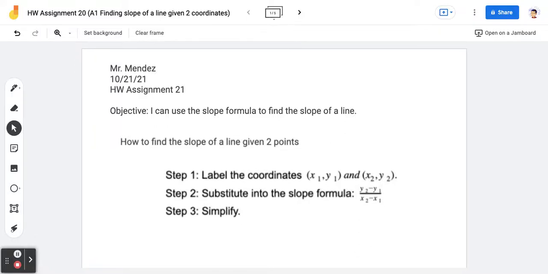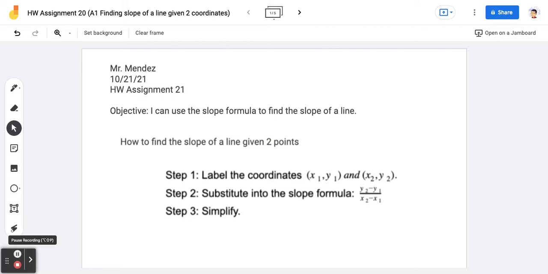Today's objective: I can use the slope formula to find the slope of a line. So we'll take a look here. Steps that we're going to use for how to find the slope of a line given 2 points. So we're using something called the slope formula, which we're going to see right down here, but we'll go by steps. So step 1, label the coordinates x1, y1, x2, and y2. So we're going to be given 2 coordinates, and we're going to label our coordinates first.